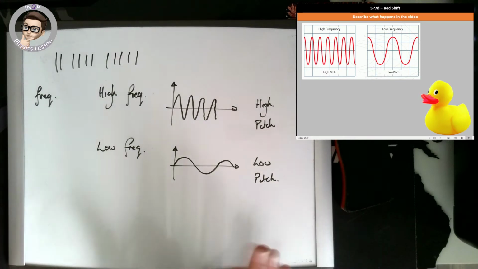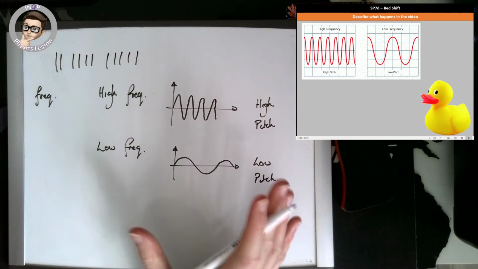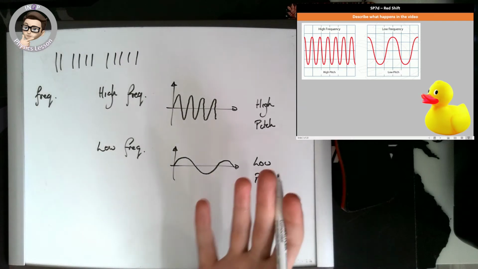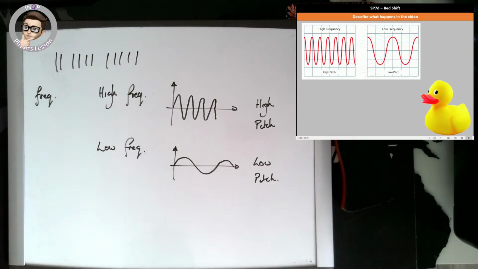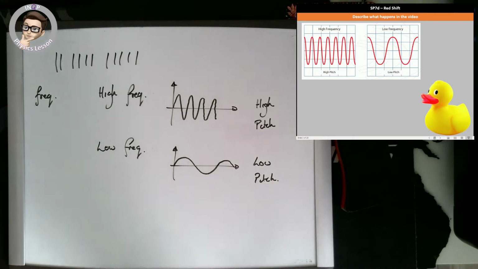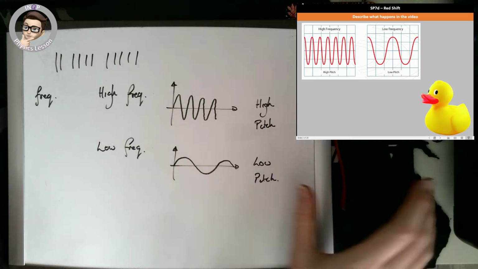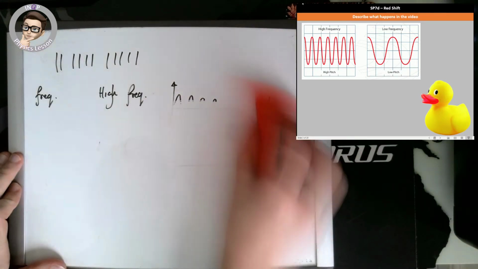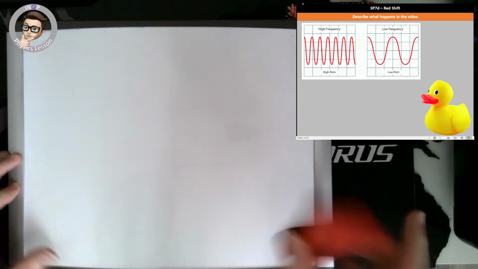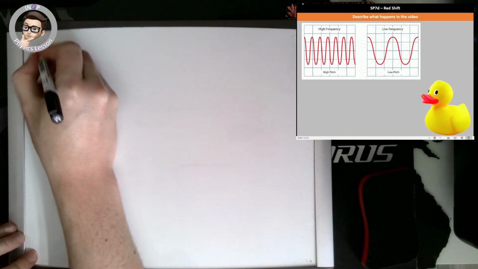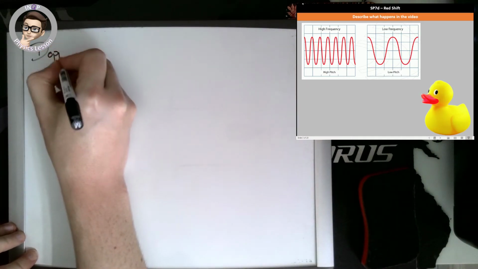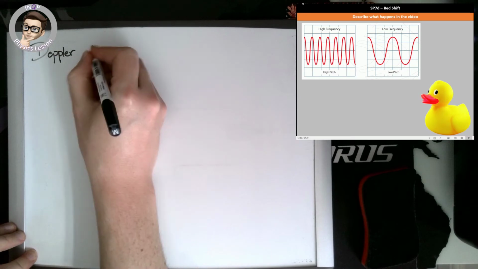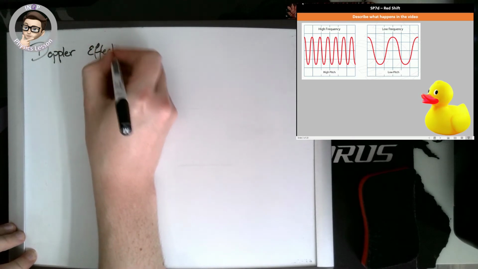So we can define the sound by the frequency and with it the wavelength. So as we can see on the slides above, high frequency, high pitch, low frequency, low pitch. So let's look at something called the Doppler effect. Now, you'll all have experienced this in your everyday life, and the Doppler effect is going to explain what we're going to see on this video.